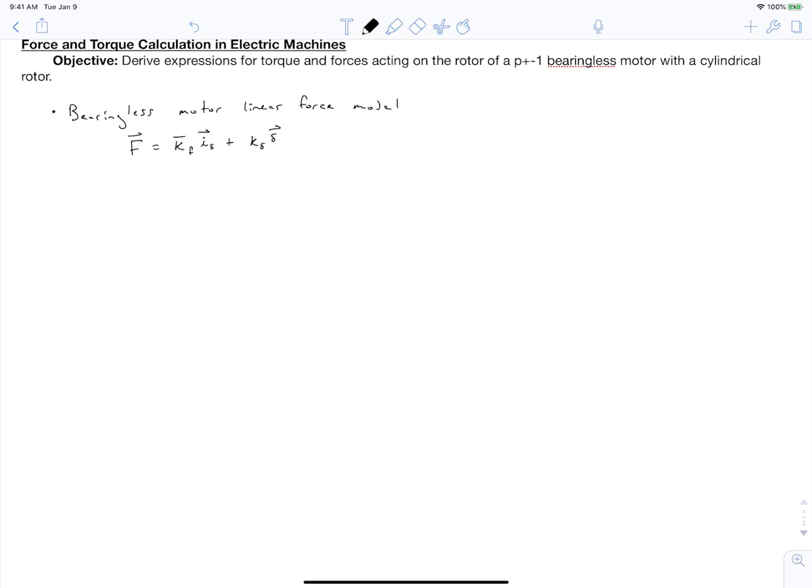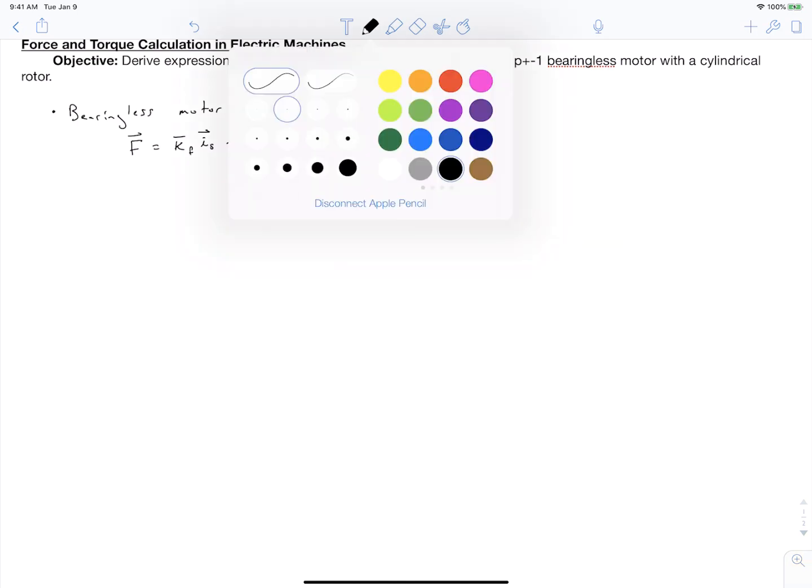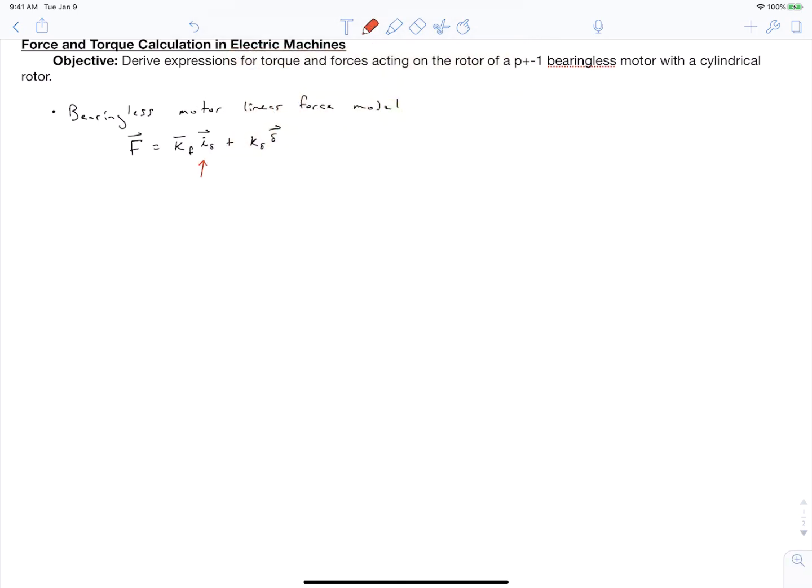And the linear force model is this expression here, which says that our force vector is equal to a complex coefficient, Kf, times our suspension current space vector. So in a previous video, we've been talking about a current space vector of I, which was our motor currents. Now we're talking about the space vector Is, which are the currents in our three-phase suspension winding.